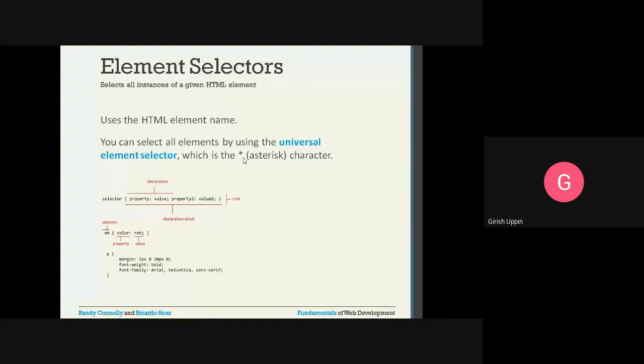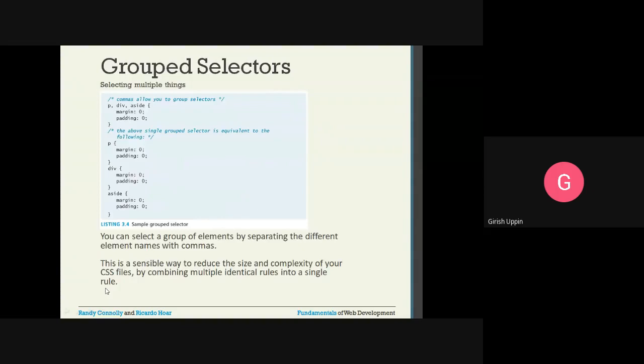It will select all of them, and whatever styling rules you specify will be applied to all the HTML elements. This is the CSS rule which we have already seen, and this is one example for the element selector. Next one is the group selector. So the first one is the element selector, where you use only one HTML element and specify the rule. Next one is the group selector, where we can use multiple HTML elements.